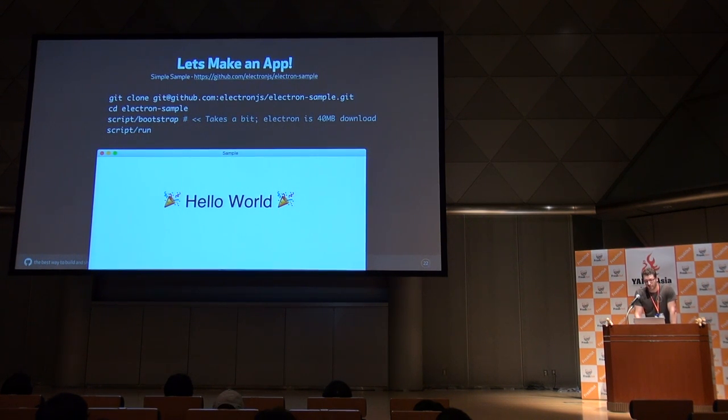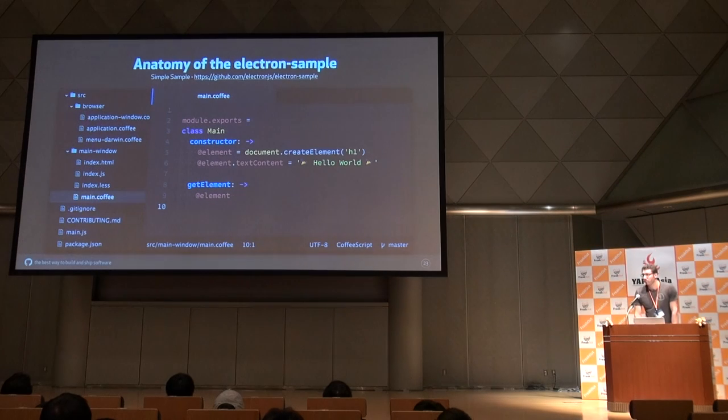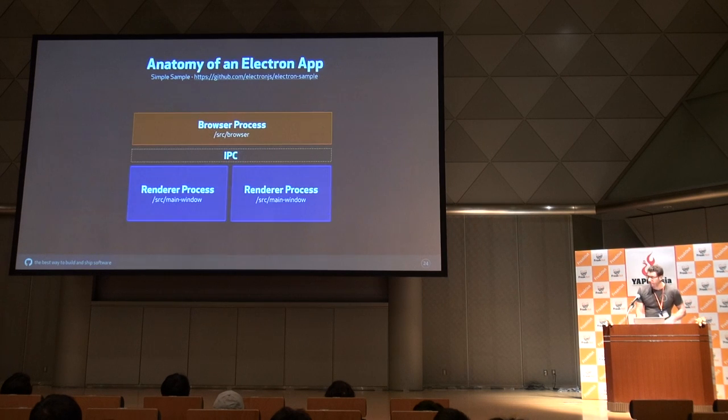All right. So what does this app look like? What does the code look like? You've got two directories in there. You've got a browser directory and you've got this main window directory. This is where most of the action happens, but what do they mean? What is browser? What is main window?